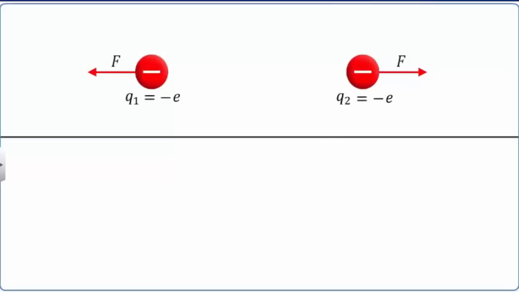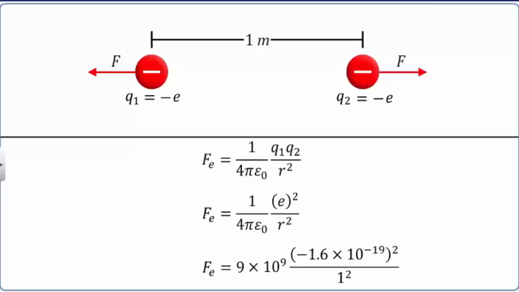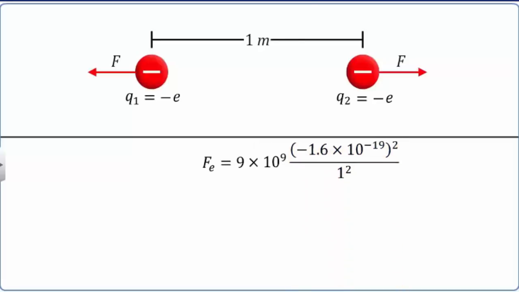Now, let us consider the electrostatic force between two electrons having a charge equal to the basic unit of charge e, which is equal to -1.6 × 10⁻¹⁹ coulomb and separated by 1 meter in vacuum. The magnitude of the electrostatic force between them, according to Coulomb's law, is given as Fe equal to 1/4πε₀ e²/r², where r is equal to 1 meter. Substituting the values of the various parameters, we have the electrostatic force between the two electrons equal to 23.04 × 10⁻²⁹ newton. Let this be equation 11.